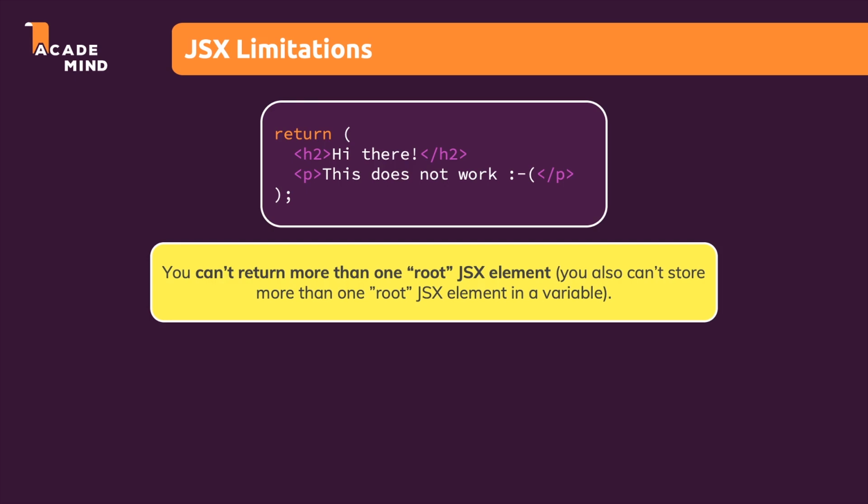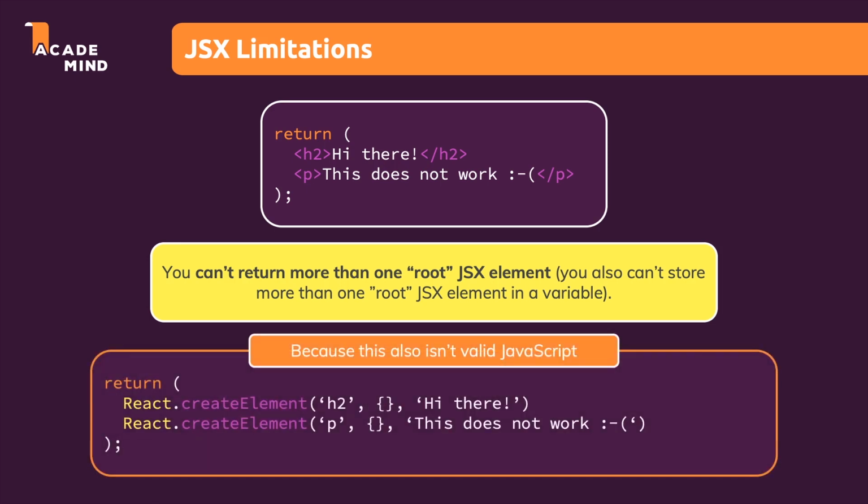Now, that one element which you are allowed to have may of course have more children, which then also can be adjacent to each other. But that topmost element, which you're storing or returning, must only be one element. And the reason for that is actually not that difficult to understand, because this also isn't valid JavaScript. You can't return more than one thing in JavaScript either.